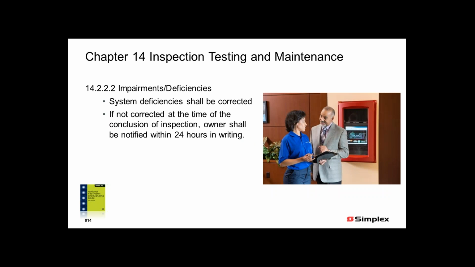So in 14.2.2.2, we have impairments and deficiencies, and this was one that we never really had in 72. We always told you to test the building fire alarm system and note anything that didn't function, but we never really came out and told you you needed to fix it. So in 14.2.2.2 in 2013, we modified it to say, system deficiencies shall be corrected. You might scratch your head and say, yeah, that just makes sense, but it was never really in the document.